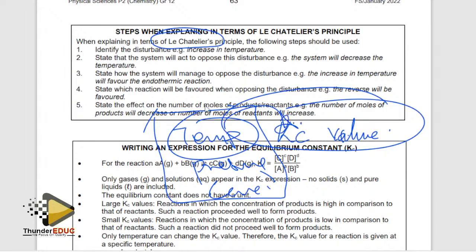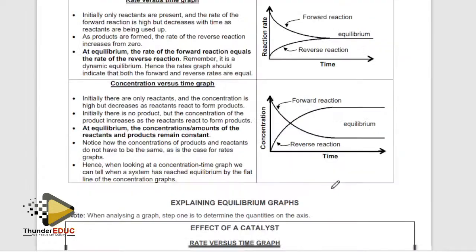They can bring it and then ask you, temperature has increased. Tell us whether the Kc value remains the same, increased or decreased. So it will depend on whether it's endothermic or exothermic. I'll show you. So we are done with that.